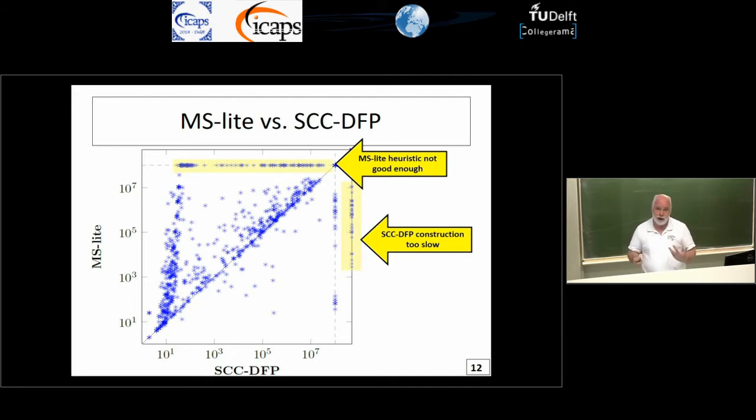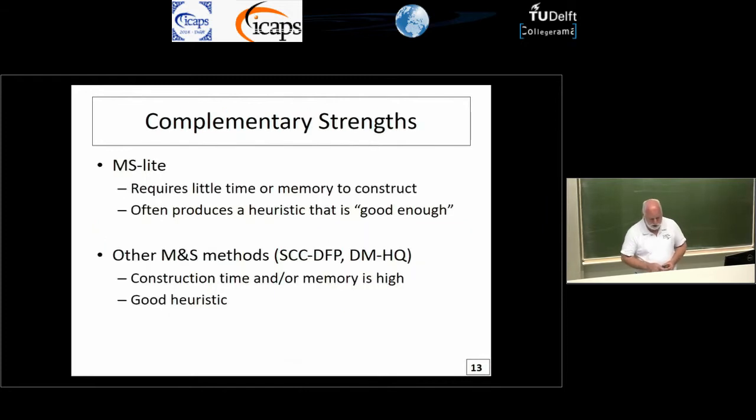And so this is the complementariness that I was referring to earlier, and it's sort of obvious to you, but I'll just put it on the slide so that I can state the obvious. MS-Lite requires very little time and memory to construct, and it often does produce a heuristic that is good enough. Although I highlighted those points along the top dashed edge, there was also a whole lot of points in the interior of the graph which were solved by both systems. And although MS-Lite was needing more node expansions, it was actually solving those problems.